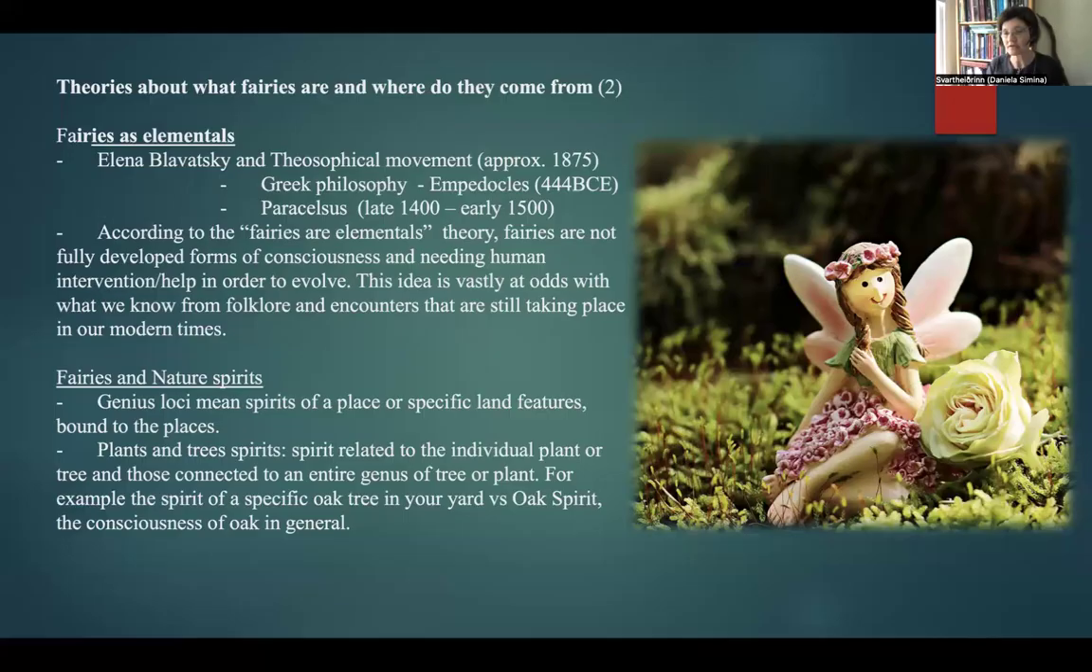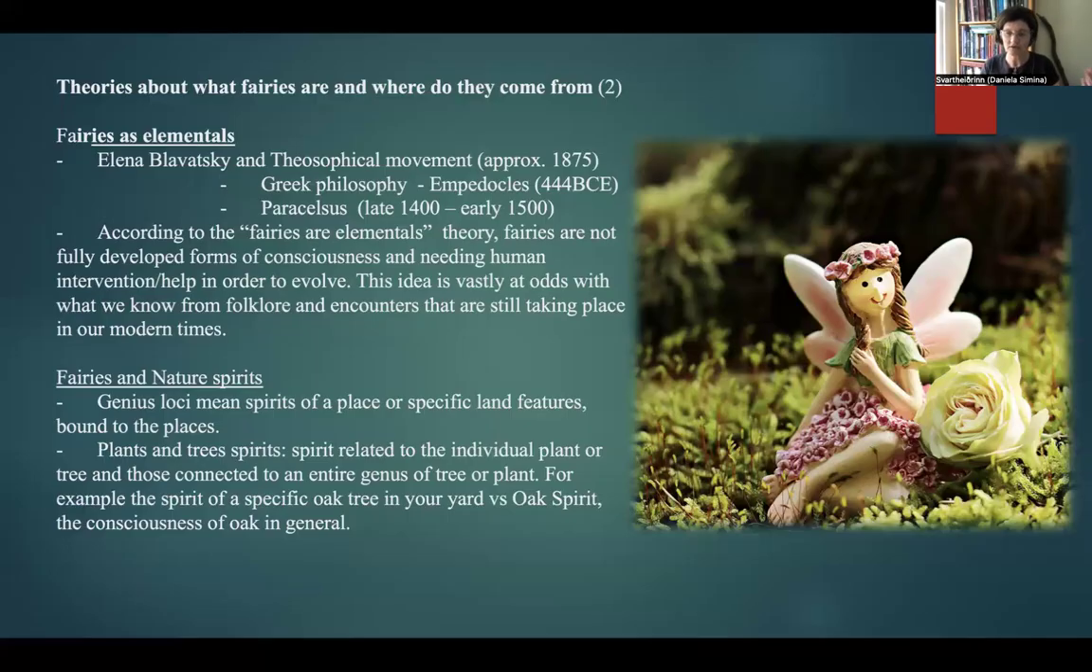The theosophical ideas and philosophy are rooted in Greek philosophy, especially Empedocles, 444 BCE, so long ago. He had the idea that the whole universe, everything that we see and what we don't see, is constituted of the elements of earth, water, fire, and air. Just missing the fourth one.